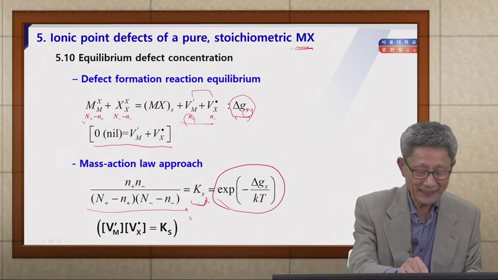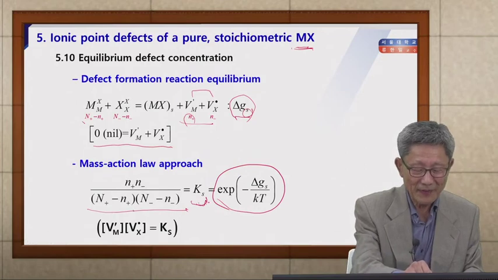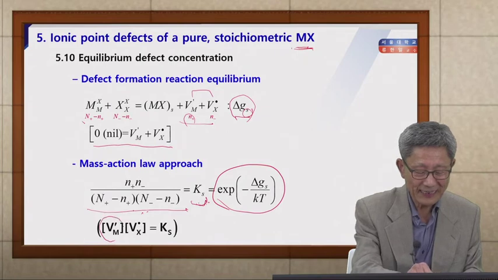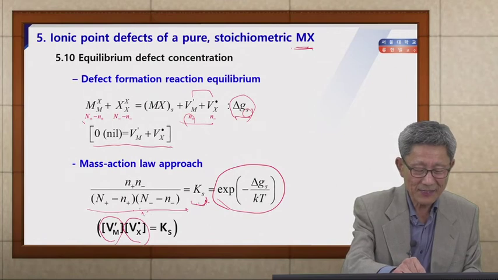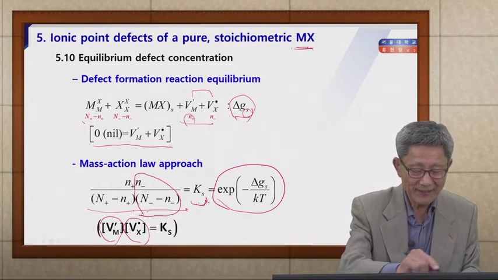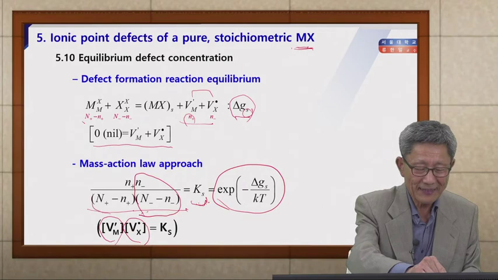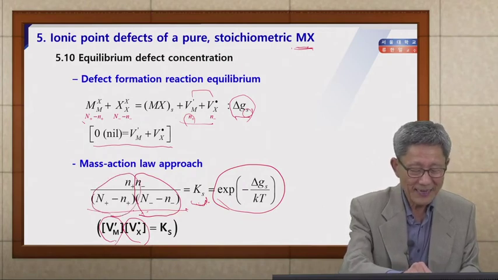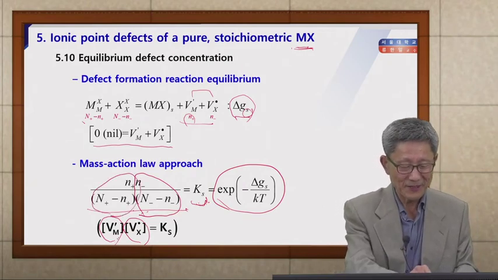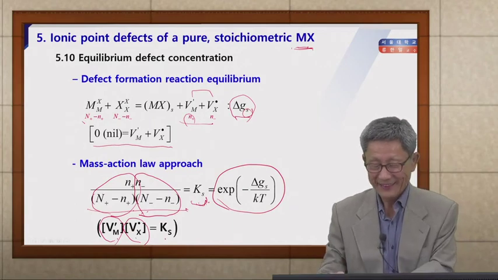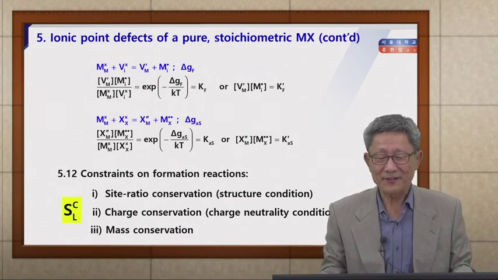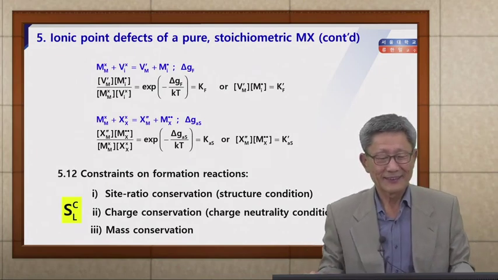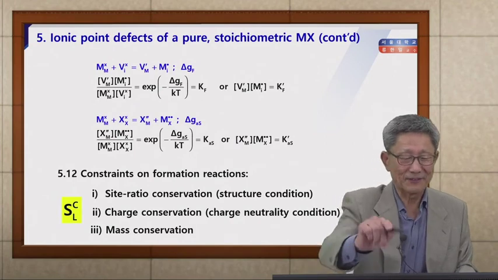So in the defect chemistry literature, you normally write this mass action law in this way. The fraction of cation vacancy times the fraction of anion vacancy. So this corresponds to the anion vacancy fraction, and this corresponds to the cation vacancy fraction. So we normally write in this way. Okay, a very simple story about the defect structure of a pure stoichiometric compound.